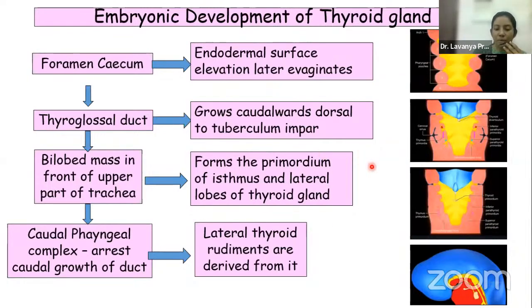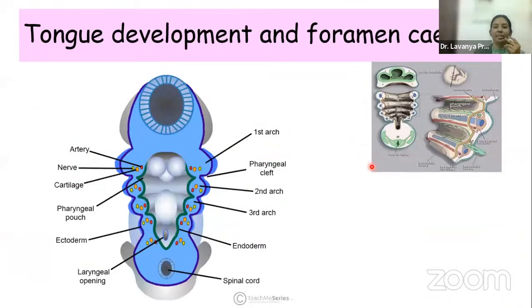So as I told, it descends down to form the bilobed mass in front of... Excuse me, ma'am. Yes, ma'am. From foramen cecum, if you start, it will be good, ma'am. Yeah, okay.